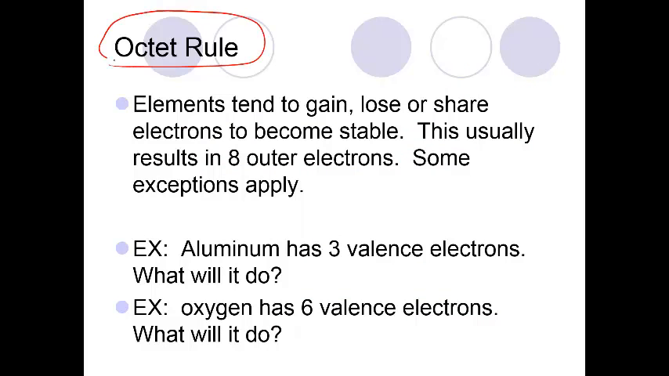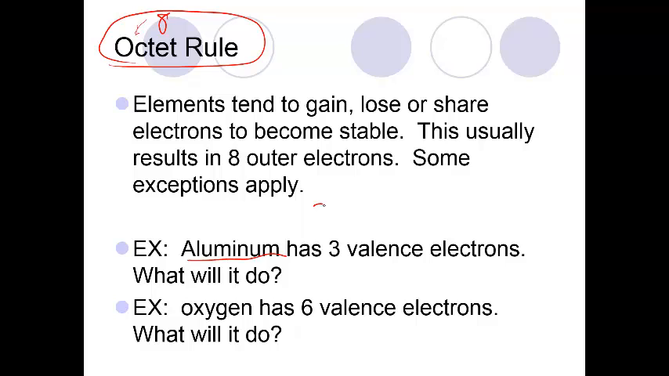The octet rule helps us know that. Octet, hopefully you hear the number 8 right there. Elements tend to gain, lose, or share electrons to become stable. So it usually results in 8 outer electrons. Some exceptions apply, so like a disclaimer. But anyway, 8 is great. And so it helps us decide what an atom's going to do to become stable.